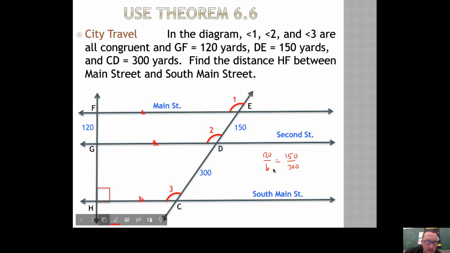Now it's nice to write this out, but you probably didn't need to. Notice how 150 to 300 is 1/2. This needs to be 1/2 also. So we don't actually need to solve the proportion. We know that B is 240 yards. So that's what this is. Now, if you did this part, you still need to answer the question because they want you to find the distance from H to F. So H to F, it's a combination of 240 and 120.